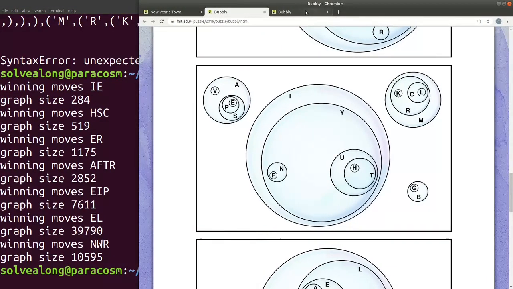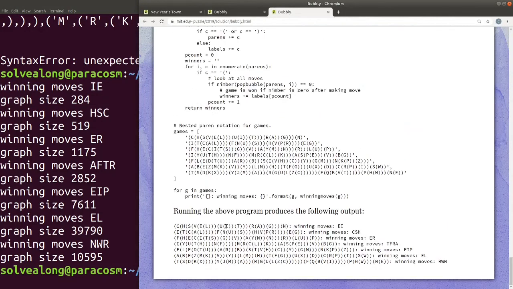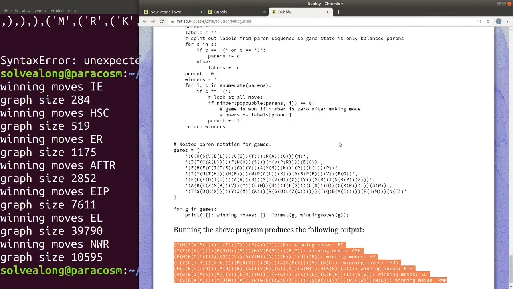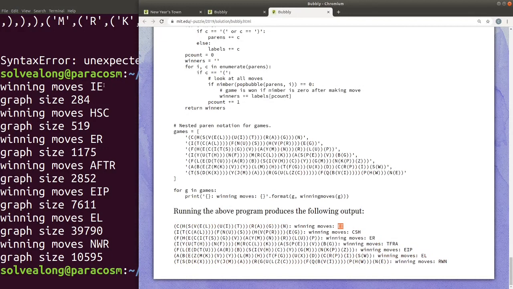Let's just compare that to the answer since I've already seen it. It has the output for the code that they have here as well. So let's just compare. So they have EI, IE, doesn't matter the order. That's fine. HSC, CSH. Great. So it looks like the program's correct.